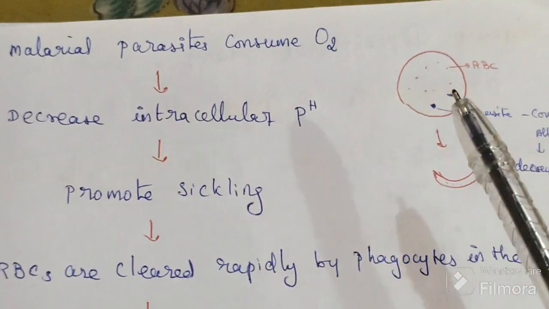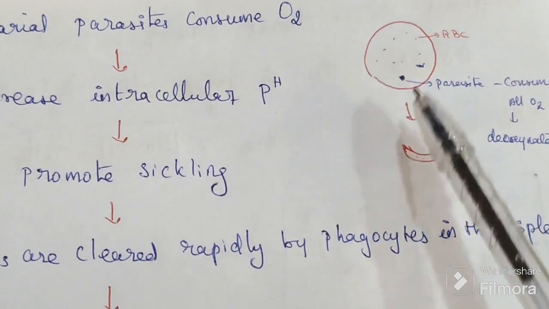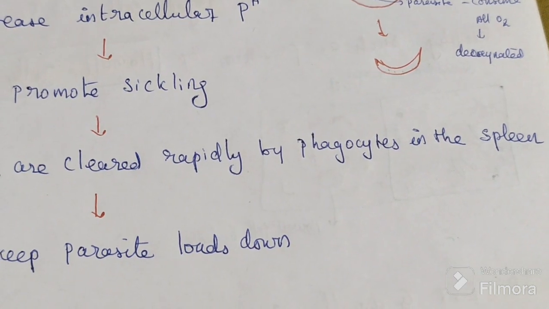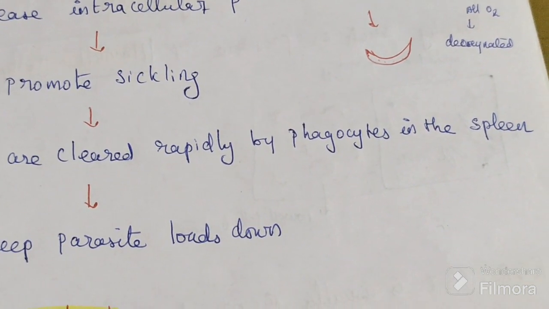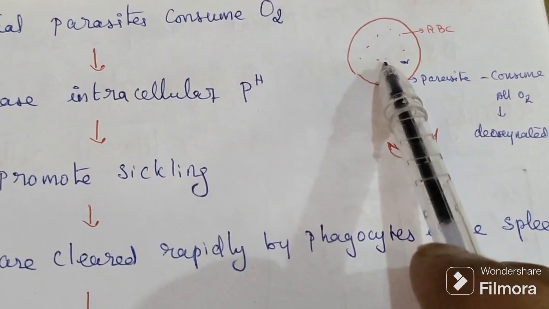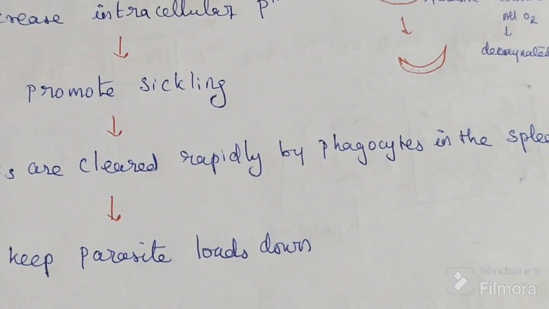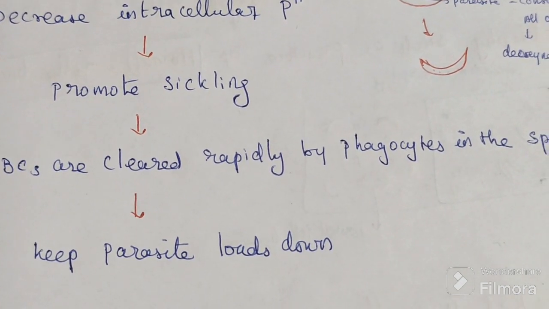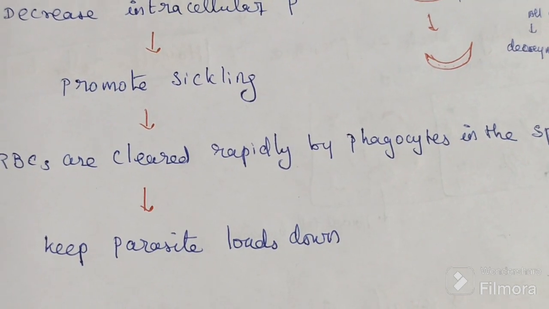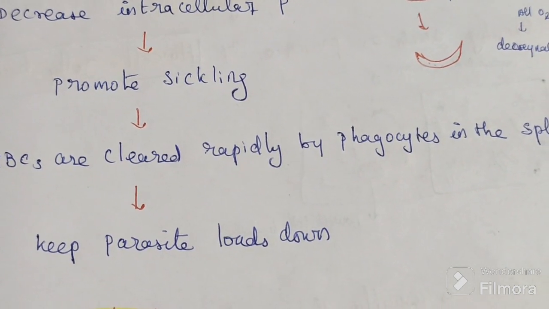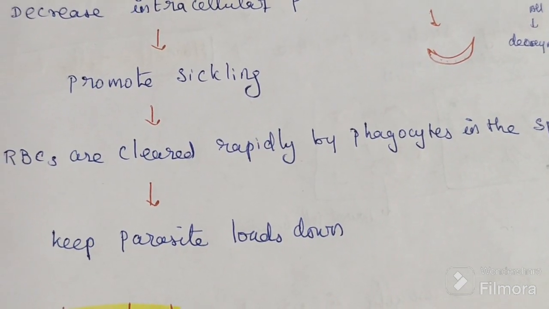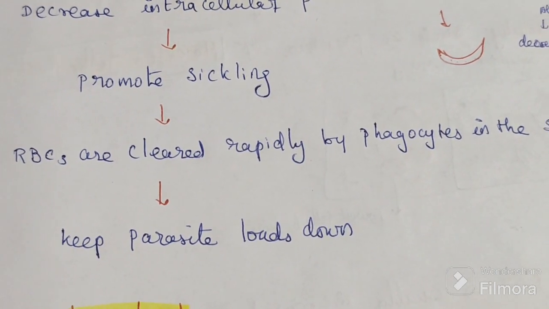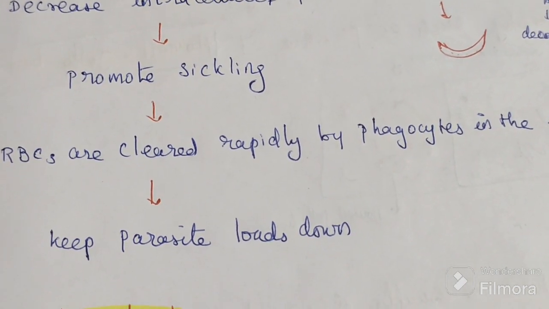oxygen. So inside a RBC, the parasite is present. It will be consuming all the oxygen. This parasite, the blue one, is consuming all the oxygen. Once it consumes all that oxygen, it will cause a deoxygenated state. In the deoxygenated state, it will promote sickling. So this RBC is converted into sickle shape. The RBC having the parasite gets converted into sickle shape, because that parasite is consuming the oxygen.